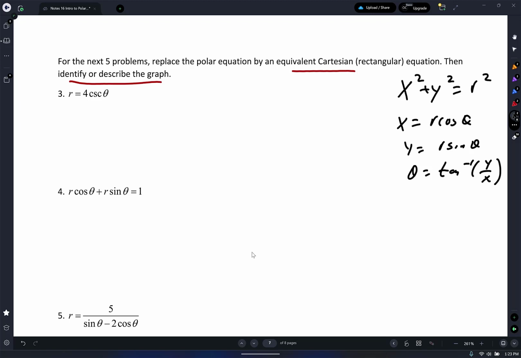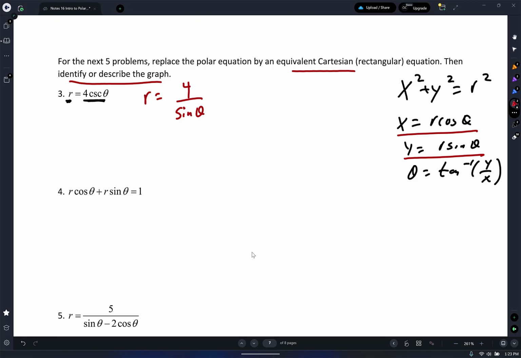So then you look at this and you say, well, besides r, I guess you could multiply by r both sides, but you're going to make things more complicated. This guy looks like this. So you have r equals 4 over sine theta. So what you want to do is get it to look in terms of sine and cosine. Then I'm going to multiply both sides by sine to get rid of the sine in the bottom.